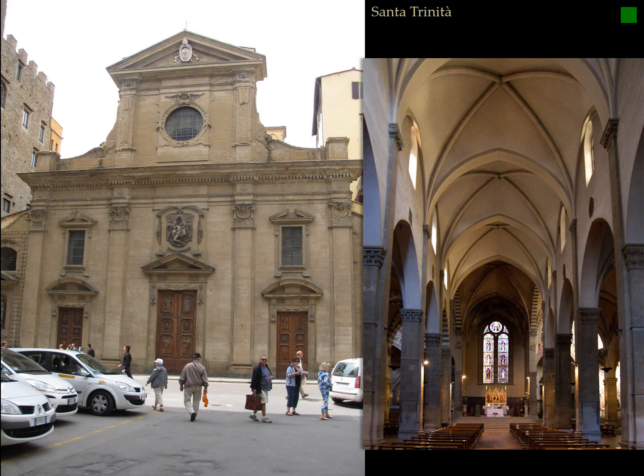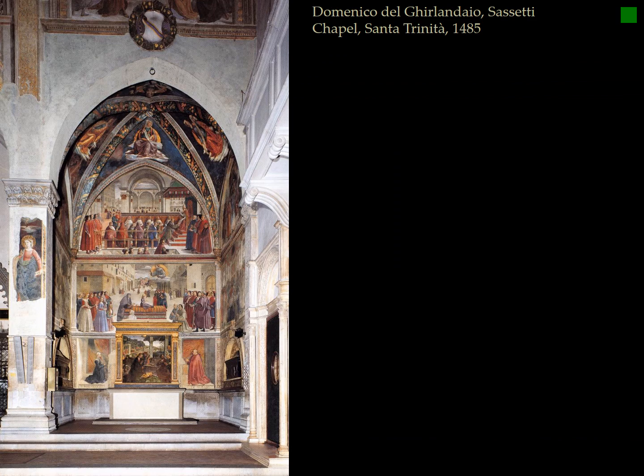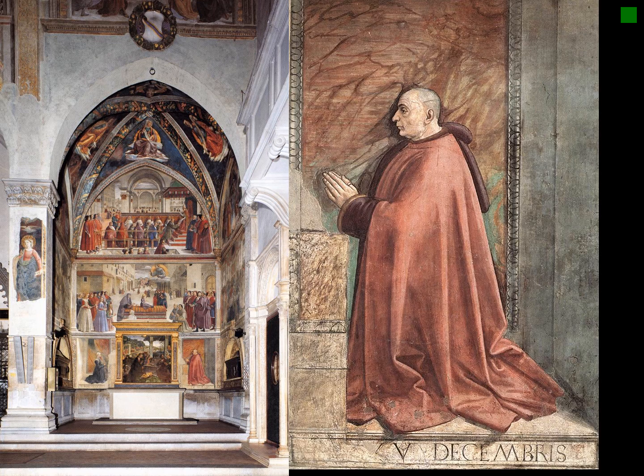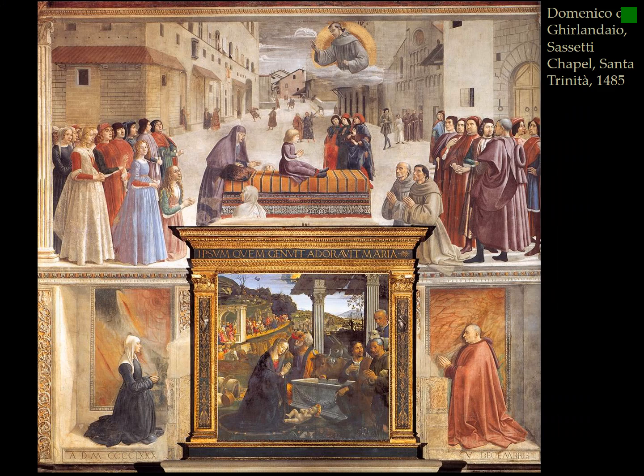Another important work by Ghirlandaio can be found in the Church of Santa Trinita, or the Holy Trinity, which is going to be in the chapel to the front right of the church. Here we have the Sassetti Chapel in Santa Trinita, decorated in 1485. We find that the donor can be seen here, the Sassetti family, kneeling on either side of the high altar. Now remember, this is a burial chapel, so we have the sarcophagi that are going to be flanking them on either side. So we see them painted next to where their bodies would lie.